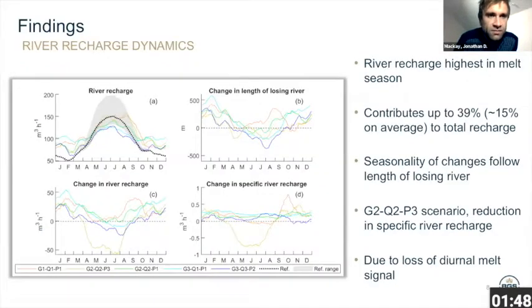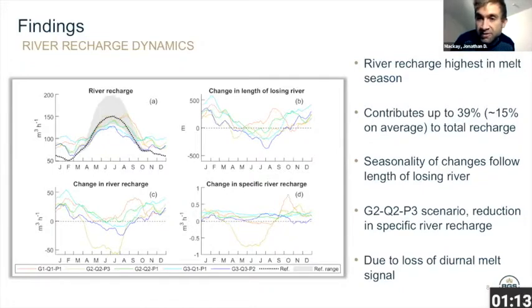So next slide, please. The final thing we looked at was river recharge dynamics. If we look at figure A here, you can see that contrasting seasonality. We can see the peak in river recharge in the warmer summer months of the year, so it's highest during the melt season. And we found that it contributes up to about 39% of total recharge, depending on which month of the year you're looking at. So it can be a really significant input, and it actually contributes about 15% on average of the total recharge to this groundwater catchment.